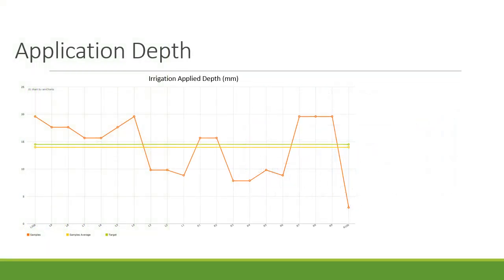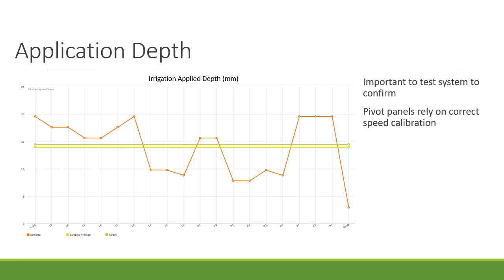Application depth is a key measurement that's calculated when we're doing a performance evaluation. It's really important to test this to confirm that we're applying what we believe we are. So for example, pivot panels or linear panels will say you're applying 15 millimeters per pass, but that relies on the speed calibration being set correctly at the time of commissioning. So it's really important to test the speed and understand if the panel is correct.